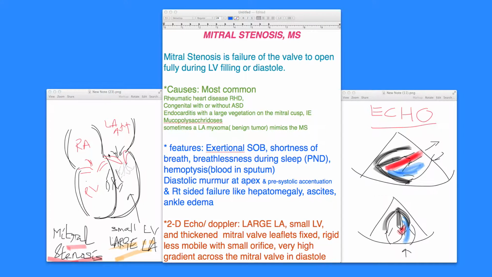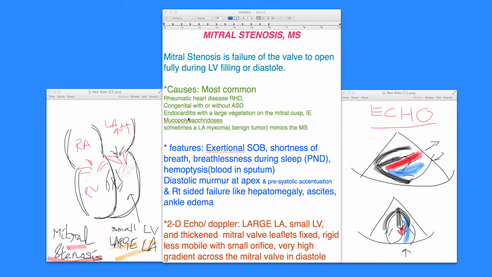So the heart somehow gets the scars of the mitral stenosis here. Congenital, with or without ASD. That means there is a condition with ASD, atrial septal defect, where the mitral stenosis is commonly seen. That's a congenital variety, and it's called Lutembacher syndrome. Just for your reference, you may not remember it, that's a different issue.